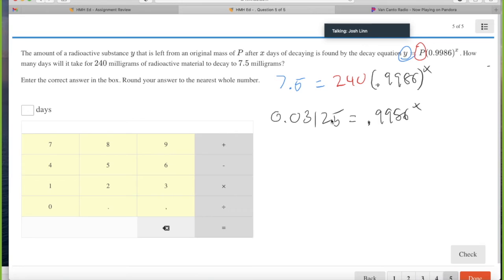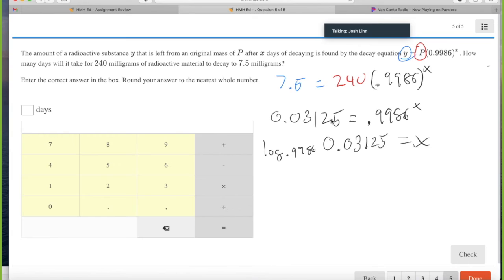So we're going to take log base 0.9986 of both sides. That's going to cancel the right side out. So then we're going to have log base 0.9986 of 0.03125. Don't be afraid of ugly numbers. It's fine. Everything's fine. It's all fine.